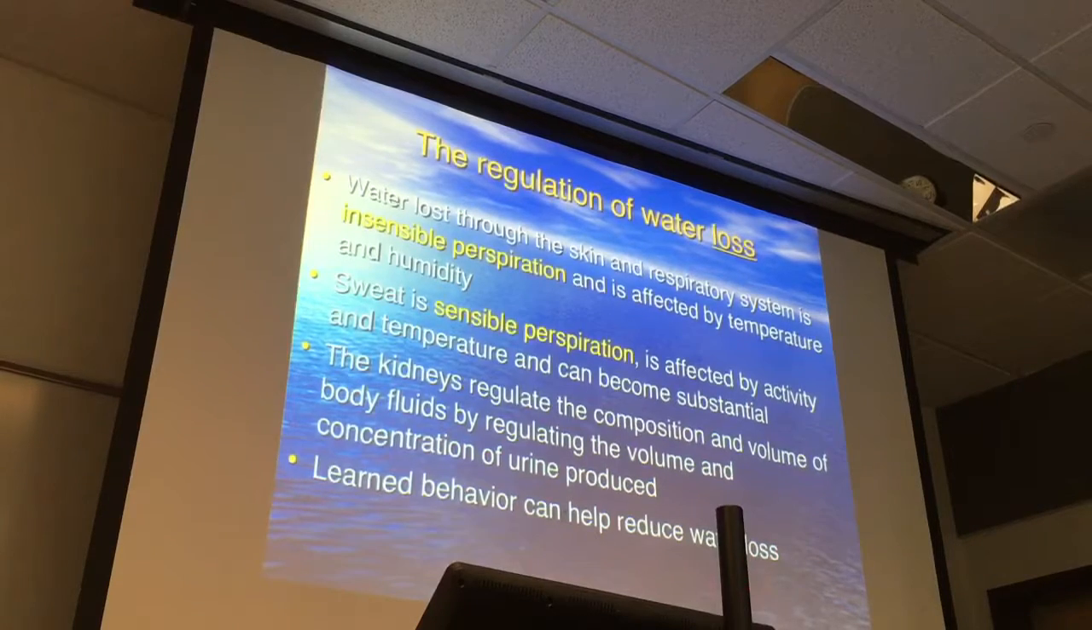Learned behavior can help reduce water loss. What kind of learned behavior do we have? I mean, if you start doing some yard work, and it's 65, 70 degrees, are you losing much water? No. Now it's up to 95. Are you usually losing a lot of water? Yeah, you can actually go inside at that time and stop working until another cool day. Get the picture? Learned behavior can help reduce water loss. Okay.